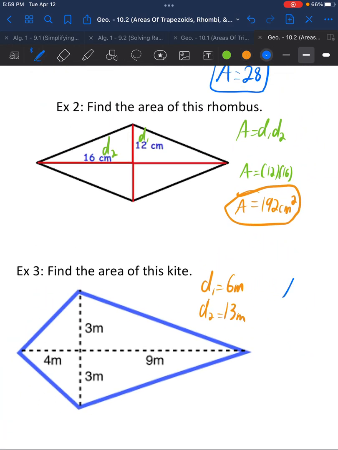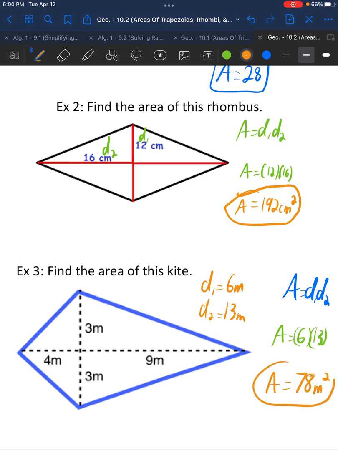So as we plug those into our formula, A is equal to d1 times d2, we end up getting area is equal to 6 times 13. And that gives us a final answer for this one of area is equal to 78 square meters. And we're already done with the notes now.